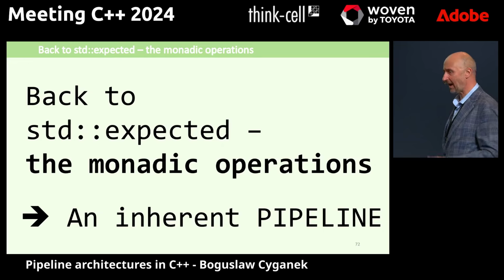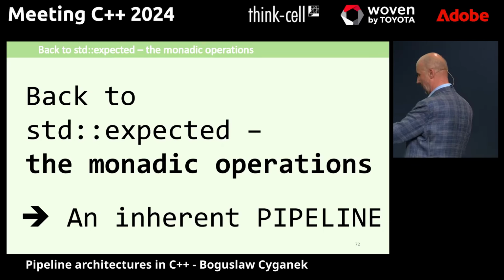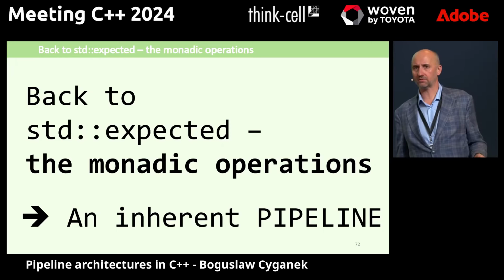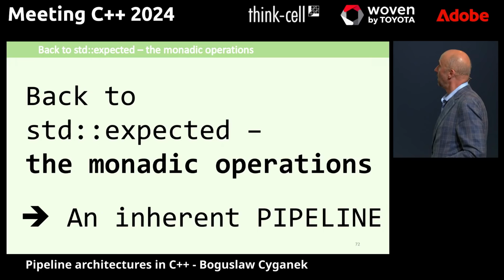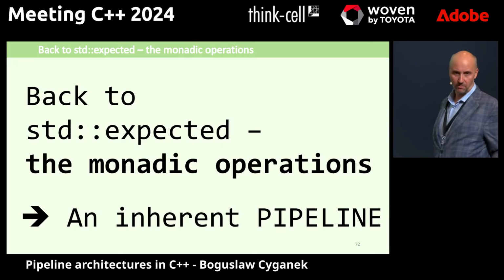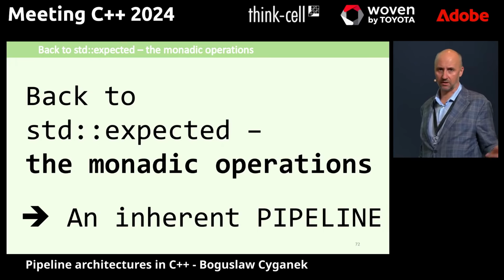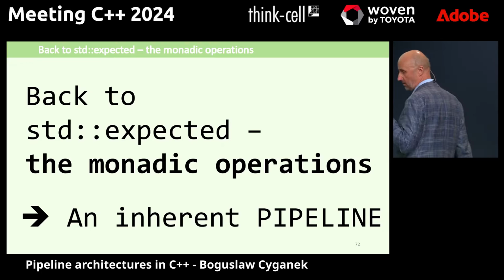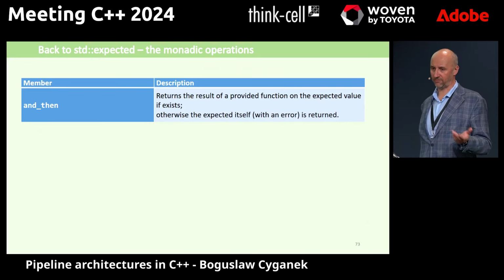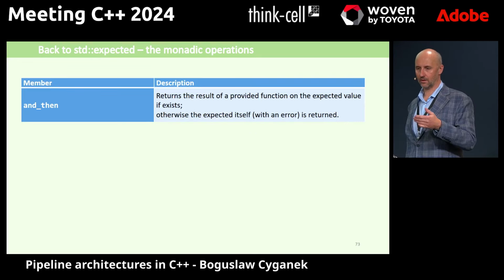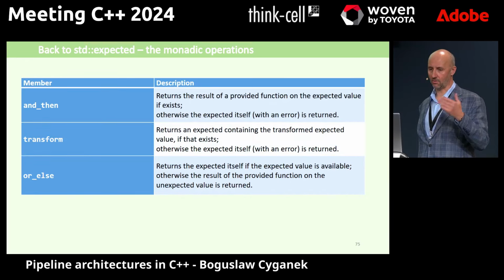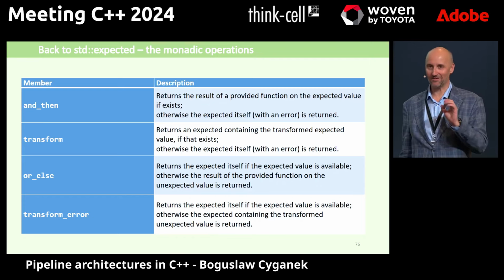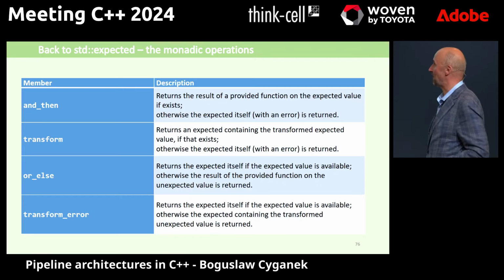So again, let's go back to another option for pipelines. You saw the custom overloaded pipe operator, but we can use monadic operations without redefining anything ourselves, because toExpected is endowed with four monadic functions. So what are these functions? and_then, transform, or_else, and transform_error. Don't worry, don't read this. You will see images in a moment, so I will explain what they do.